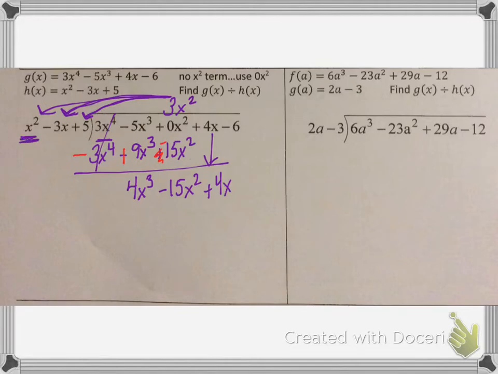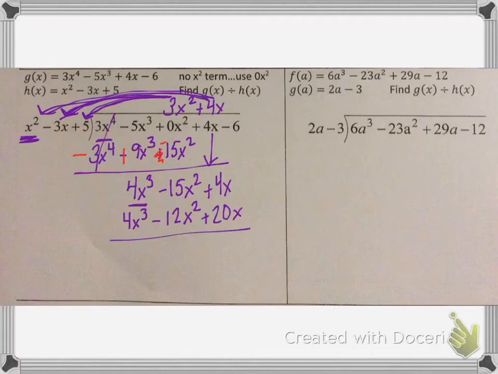X squared times what gives me 4x to the 3rd? Well, that would be 4x. Again, if I'm unsure about the exponent, look at what column you're in. That should be a hint for the exponent. So now I'm going to take that 4x, and I'm going to distribute through all three of those terms. So 4x times x squared is 4x to the 3rd. 4x times negative 3x is negative 12x squared. And then 4x times 5 would be 20x.